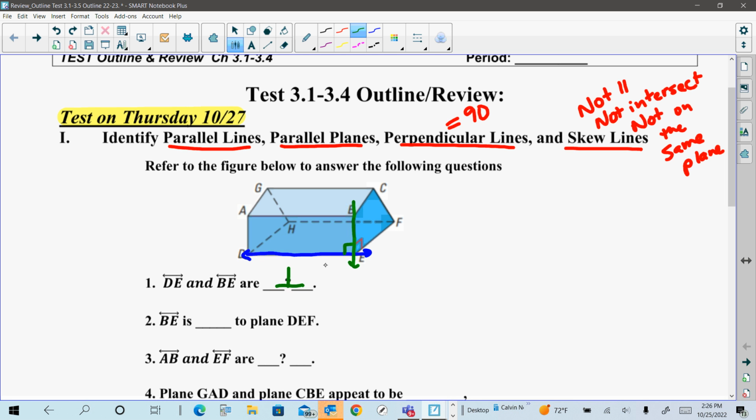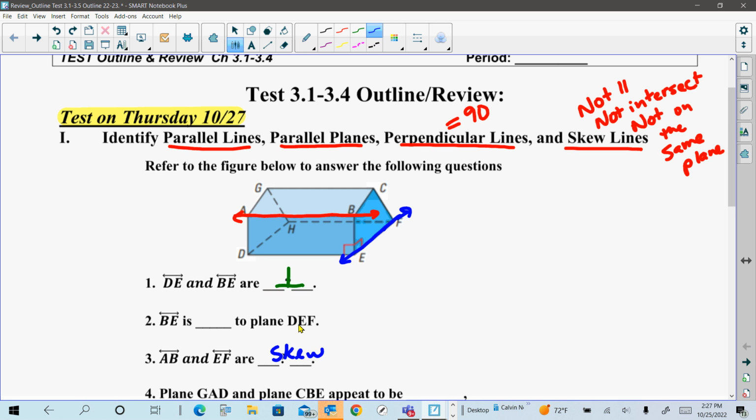Now on 3, we're focusing on AB, which is this horizontal line here. And actually, I'm going to take off the other one so I don't confuse anybody. So AB and EF, okay? AB is on the top plane here, and EF is here on the bottom. And hopefully you see that these are not parallel, they do not intersect, and they're not on the same plane. One's on the top face, and one's on the bottom. So this would be skew.